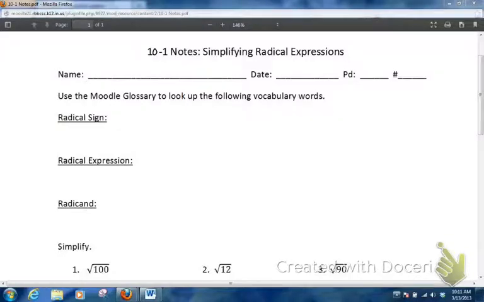Alright guys, this is our video lesson for 10-1, Simplifying Radical Expressions. We're going to start out this section with some definitions.